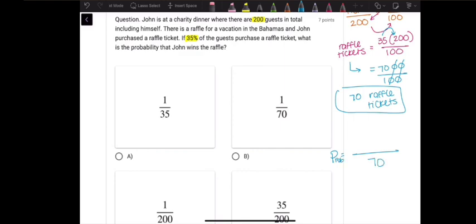Now, if John wants to win, there's only one way that John can win. His ticket gets picked. So the only possible way for this event to occur is one ticket: John's ticket gets picked out of a total of 70 tickets. Once again, we want to make sure we simplify this. There's nothing more we can do to simplify. So your answer is that the probability that John will win is 1 out of 70, which in this case is B. So hopefully by now you're starting to see the pattern in which probability is calculated: the total number of ways your desired event can happen, divided by the total number of possible outcomes.